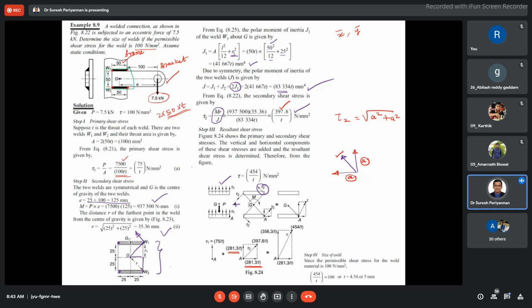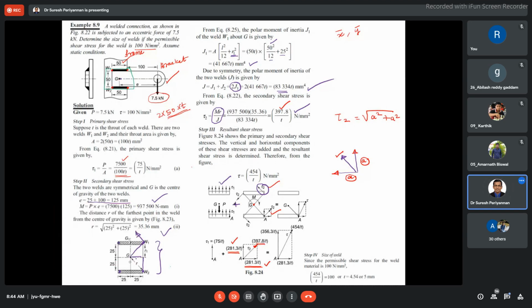Now we have considered all our identical welds, and this one is also the farthest distance from the center of gravity. Now I consider this one. This is our tau 2, and this is a horizontal component with respect to our resultant tau 2. This is not the total resultant shear. With respect to tau 2, which is 397.8, the 397.8 is resolved into vertical shear and horizontal shear. This is the horizontal shear. Now see here, already we have this shear stress schematic diagram.